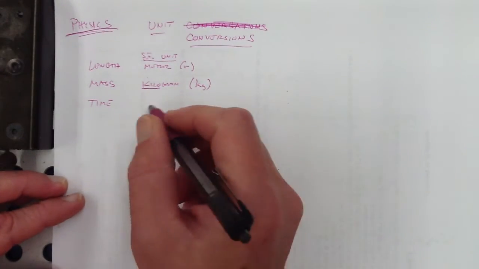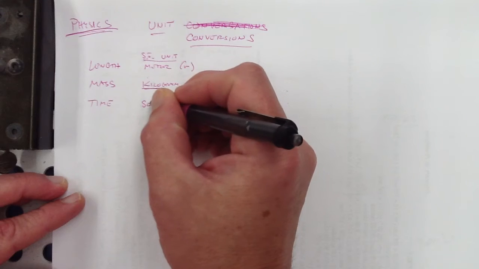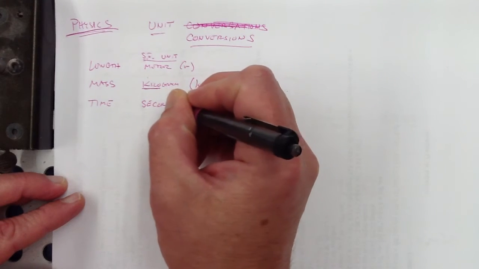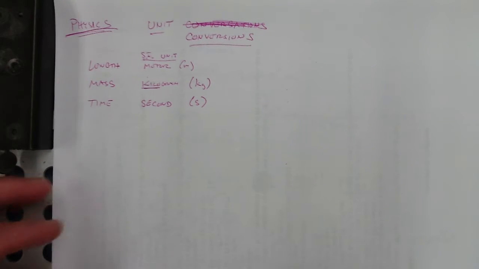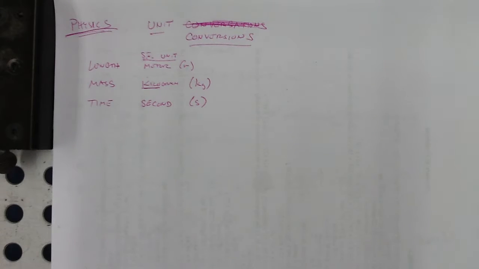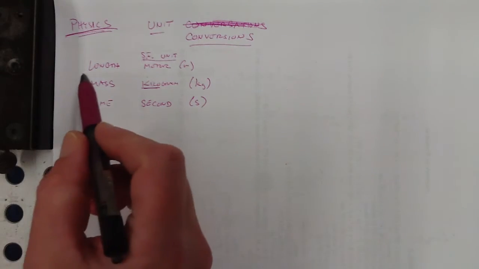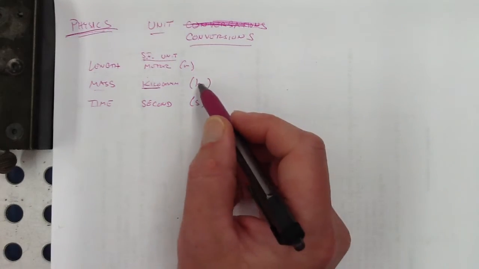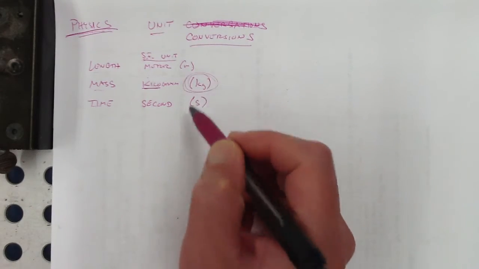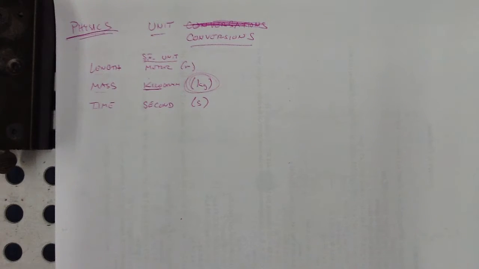that's that. Time, the SI unit for that is the second, 1 second. We abbreviate that with a lowercase s. So when I ask you on your first assessment what the SI unit is for each of these things, these are the answers. And the one that most people trip up on is the kilogram because of the kilo prefix.